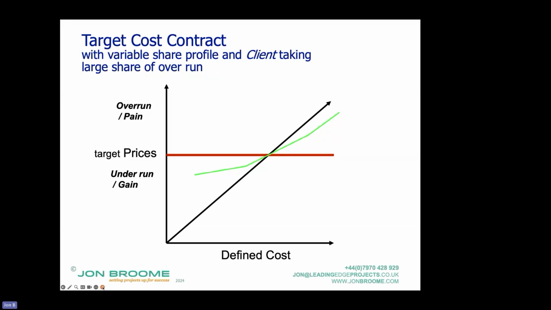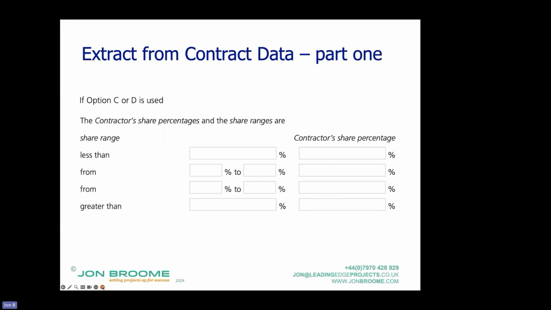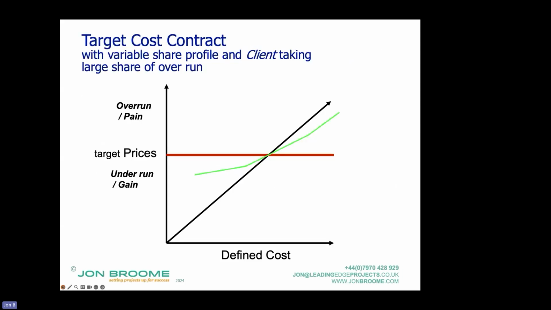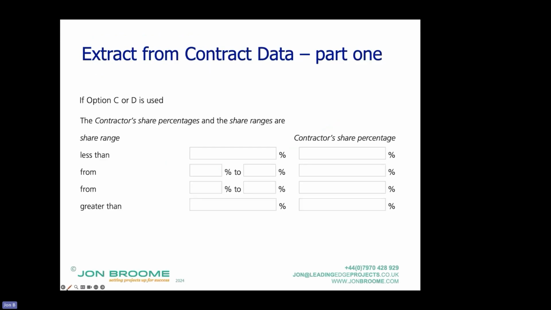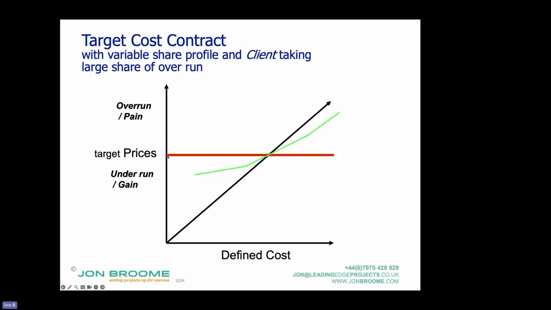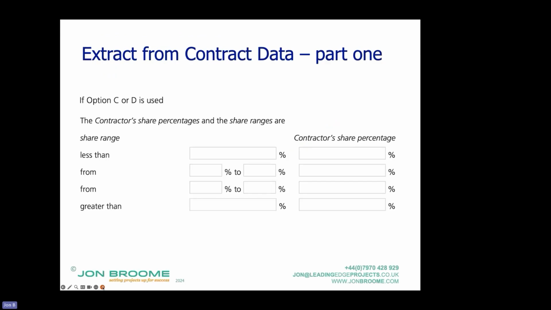Which brings me on to how you put these percentages into the contract. This is an extract from the contract data part 1, the bit that the client fills in, and it talks about share ranges and share percentages. Share ranges are relative to the target price. So the target price is 100%, if you like. And the share range is the amount that the contractor gets or takes. So we've got less than, from, and greater than, and the contractor's share percentage.